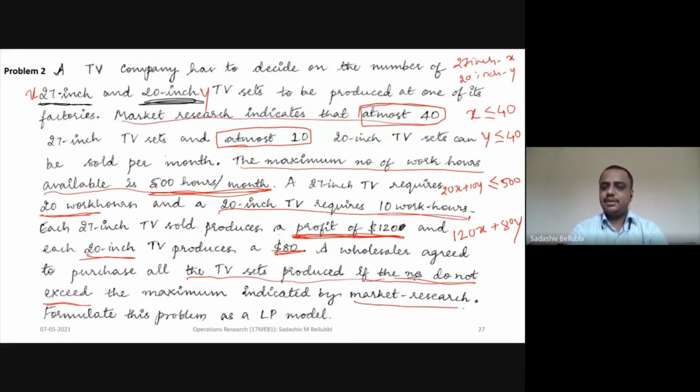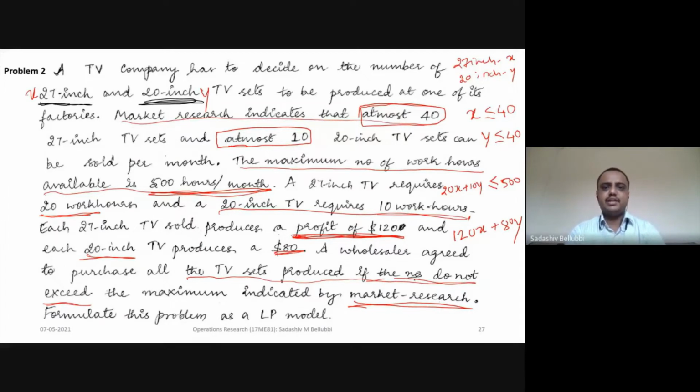Can anyone tell me what is the maximum number of TVs that can be sold each month? The statement is that the wholesaler agreed to purchase all the TV sets produced if the numbers do not exceed the maximum numbers indicated by market research. What did the market research say? That 40 27-inch TVs can be sold.